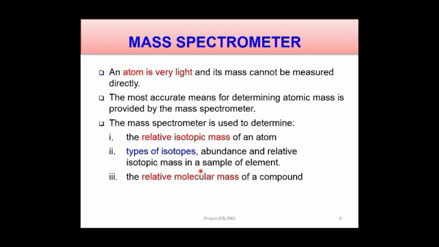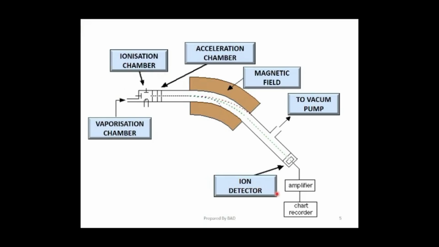Abundance means how much of that atom or molecule exists in our environment, and the third one is the relative molecular mass of a compound.